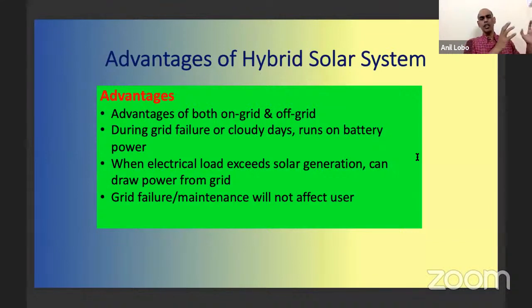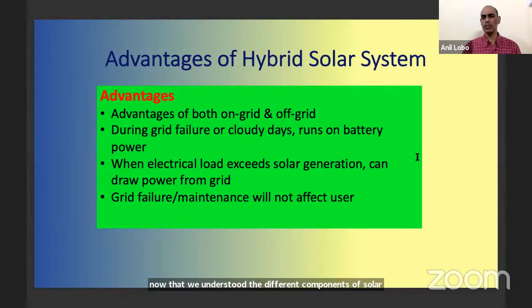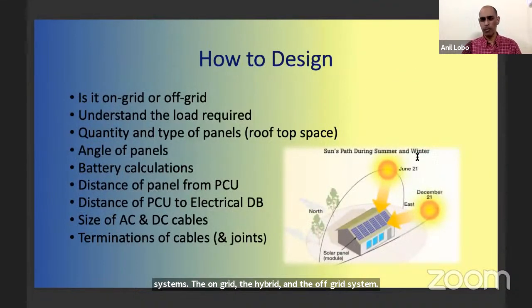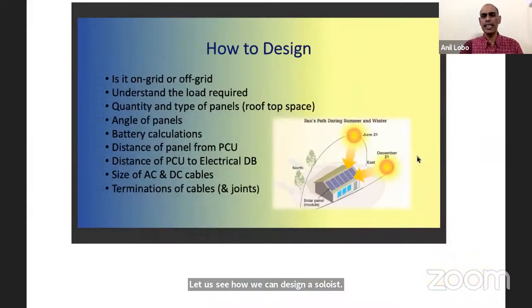Now that we understood the different components of a solar system, we have understood the three different types of solar systems: the on-grid, the hybrid, and the off-grid system. Let us see how we can design a solar system. At this stage, I'm going to pause and ask, do we have any questions?